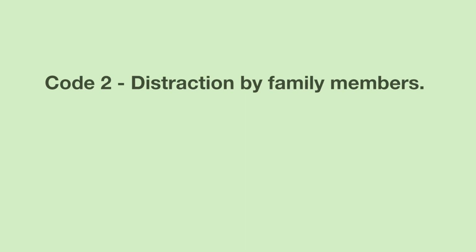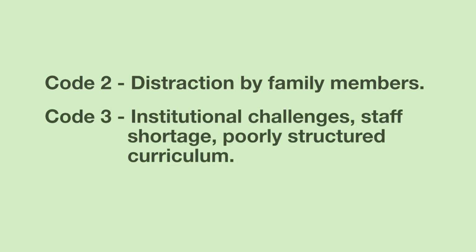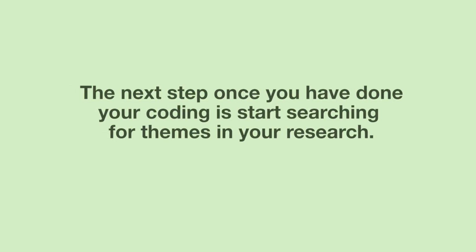Distraction by family members, institutional challenges, staff shortage, poorly structured curriculum. These are possible problems in online education. So you can start then assigning these labels to wherever the question of not having good computers comes in, right? And then you see an emergence of some sort of theme.